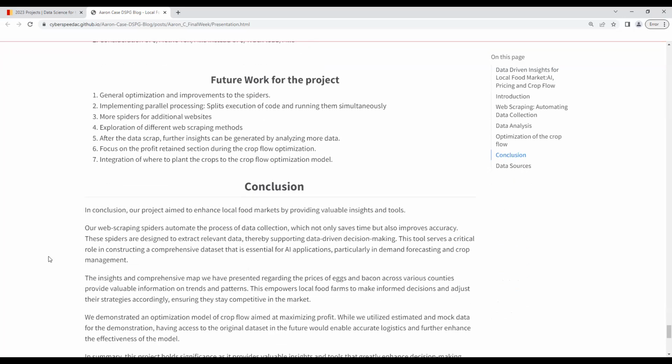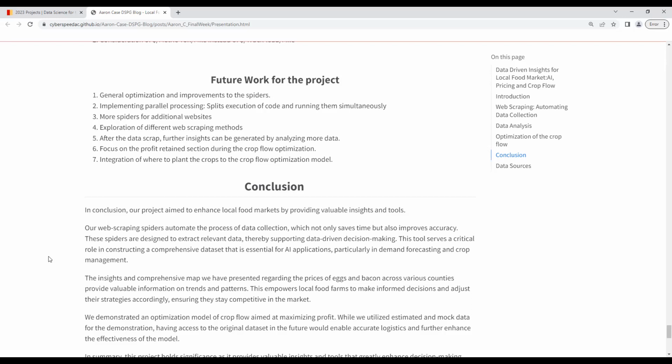First of all, the spiders can be improved and optimized in general. We can implement parallel processing for the spiders. We can make more spiders for different or additional websites. We can explore other web scraping methods. And after we have gathered all those data, we can generate further insight by analyzing more data using data analysis.